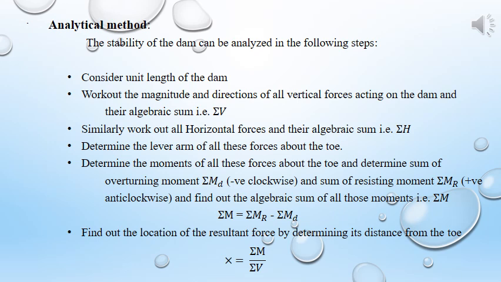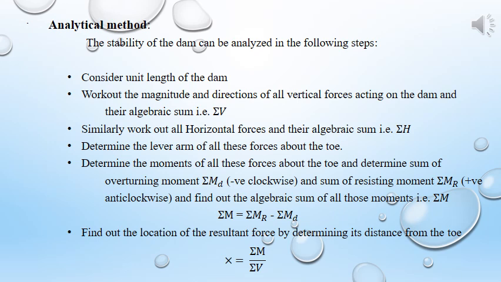So, now here consider only the 1 meter length of the dam and determine all the forces, means summation of V and summation of H in the vertical as well as horizontal direction, and take the moment of all the forces about the toe. So, the clockwise moment will give the disturbing moment, and the anti-clockwise moment will give the resisting moment, and find out the summation of M is equal to summation of M r minus summation of M d.